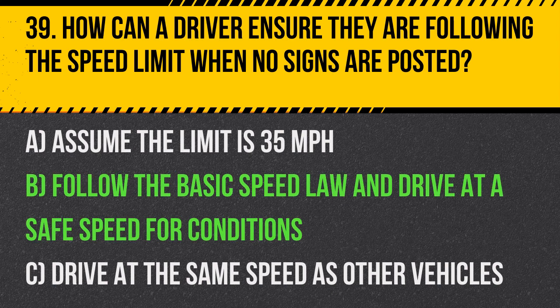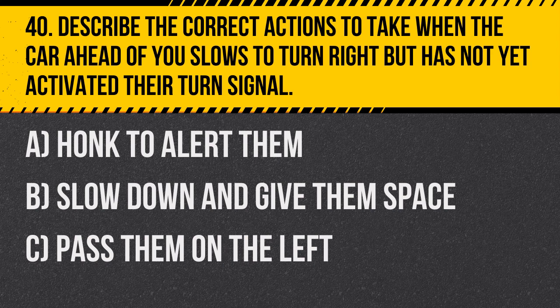Answer. B. Follow the basic speed law and drive at a safe speed for conditions. The basic speed law dictates that drivers should drive at a speed that is safe for current conditions. Question 40. Describe the correct actions to take when the car ahead of you slows to turn right but has not yet activated their turn signal.